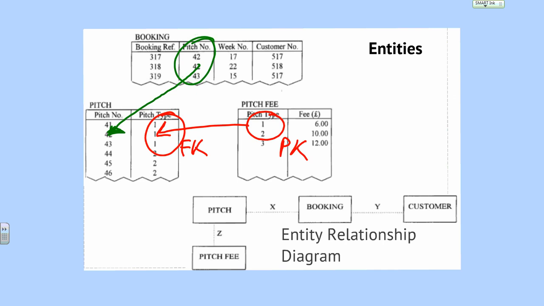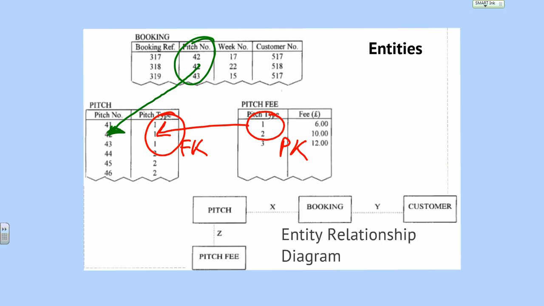Foreign key is the primary key of one entity when it appears in another entity. That's what it means, and foreign keys are used to relate entities. If we didn't have this foreign key here, there'd be no relationship between these tables.